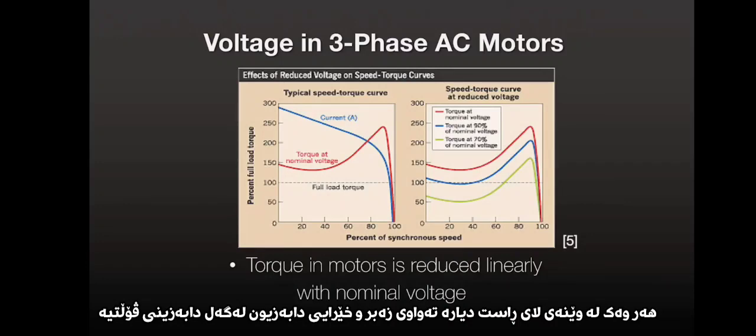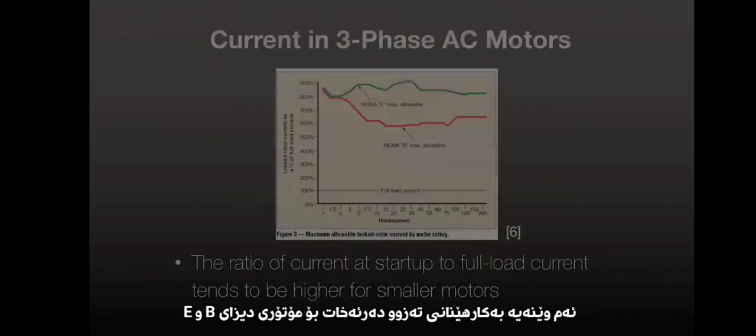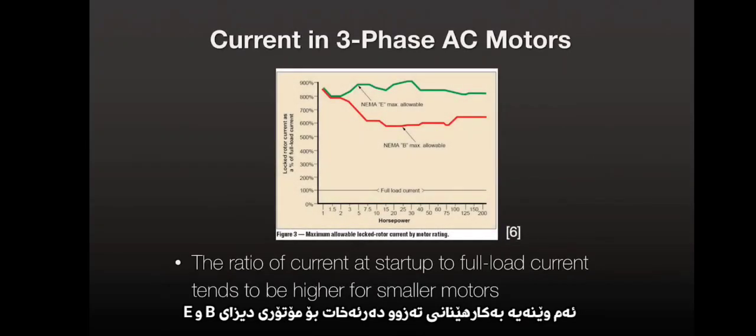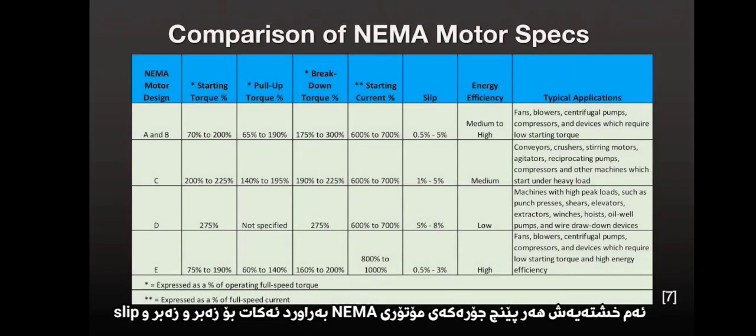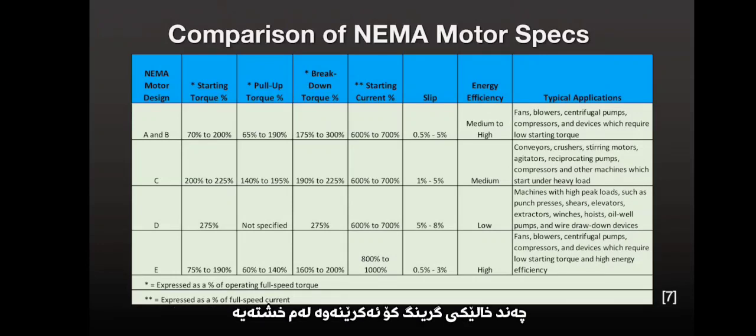This graph shows current draw as a function of motor power for the NEMA Type B and E motors. The ratio of current at startup to full load current tends to be higher for the smaller NEMA Type B motors. This chart compares all 5 types of NEMA motors for torque, current, slip, and energy efficiency. A few notable conclusions can be drawn from the data.